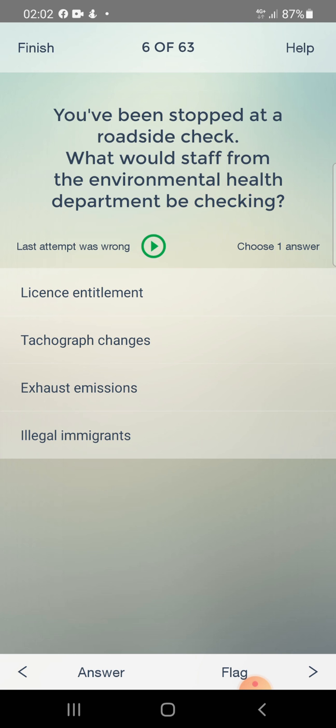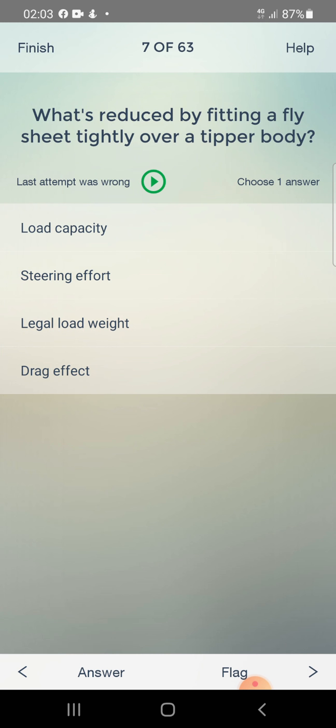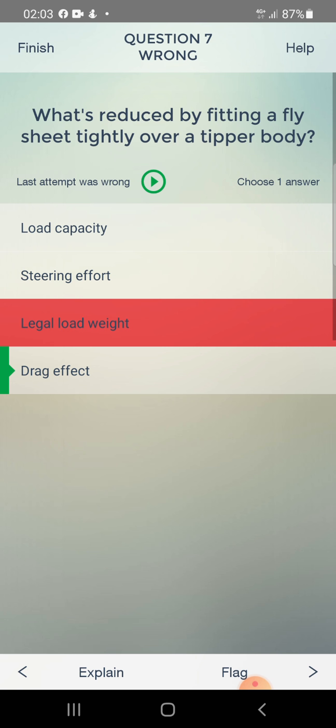So license entitlement, tachograph changes, exhaust emission, illegal immigrants. Exhaust emissions. What's reduced by fitting a fly sheet tightly over a tipper body? Load capacity, steering effort, legal load weight. Legal load. Okay, wrong. So drag effect.